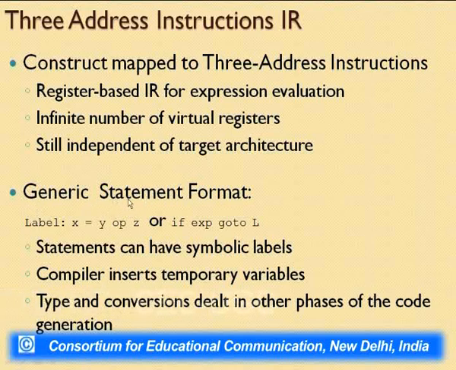The most generic statement format will be a label. We can also have a label for each statement, x is equal to y op z, where this operation is the operation that we have specified in the expression, and this is the assignment operation that will be there by default. So x is equal to y op z, three expressions we're talking about. Or we can also have a different form of it, if expression go to L. That's another way in which we can find these three address code statements. Statements can have symbolic labels. The compiler inserts temporary variables. Types and conversions are dealt with in other phases of code generation.